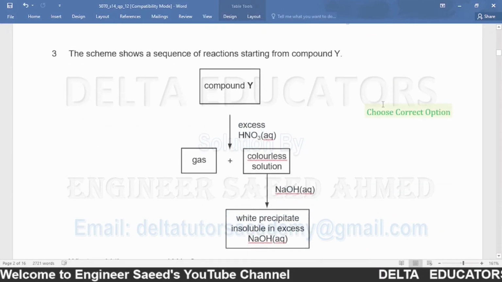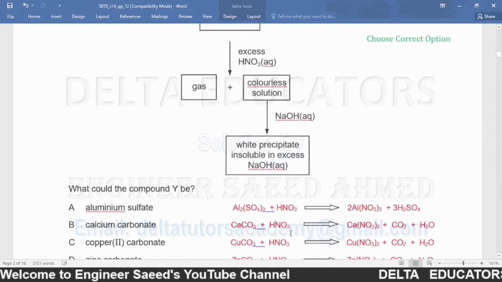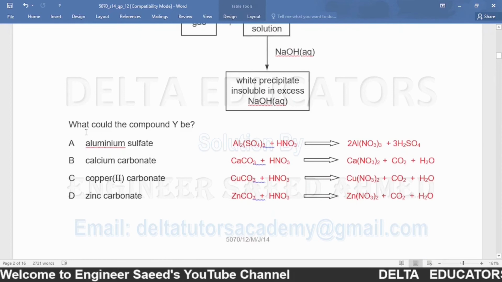Question number 3. The scheme shows a sequence of reactions starting from compound Y. Here we have compound Y. When this compound Y is reacted with nitric acid, we get a gas and a colorless solution. Now this colorless solution is reacted with sodium hydroxide and we get a white precipitate that is insoluble in sodium hydroxide. What could the compound Y be?